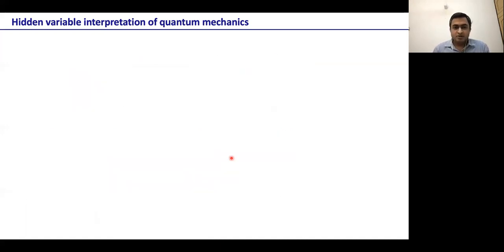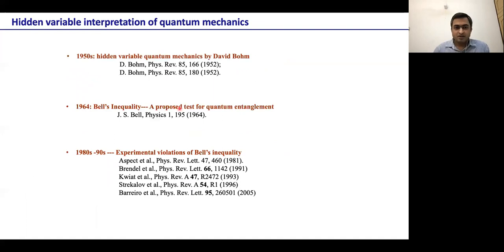Okay. So then there is a very brief history. The paper was in 1935, then around the 1950s, David Bohm constructed hidden variable theories, but nobody could find out whether this theory is correct or if quantum mechanics was correct.